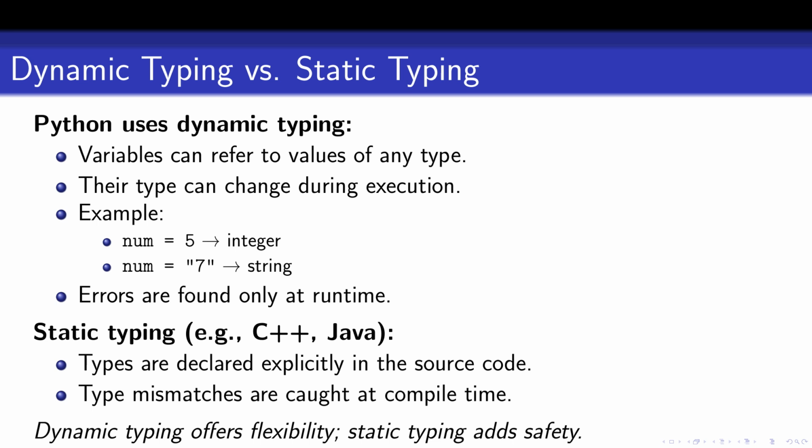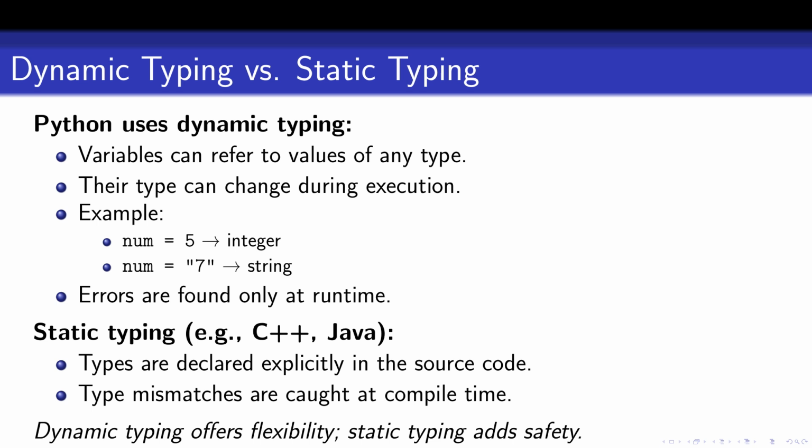Python's use of dynamic typing allows a variable to hold values of any type and even change types during program execution. For example, a variable named num could be assigned an integer at one point and then reassigned to a string later. Unlike statically typed languages like C++ or Java, where you must declare variable types explicitly, Python determines types at runtime. This makes Python more flexible and easier to work with for rapid development.